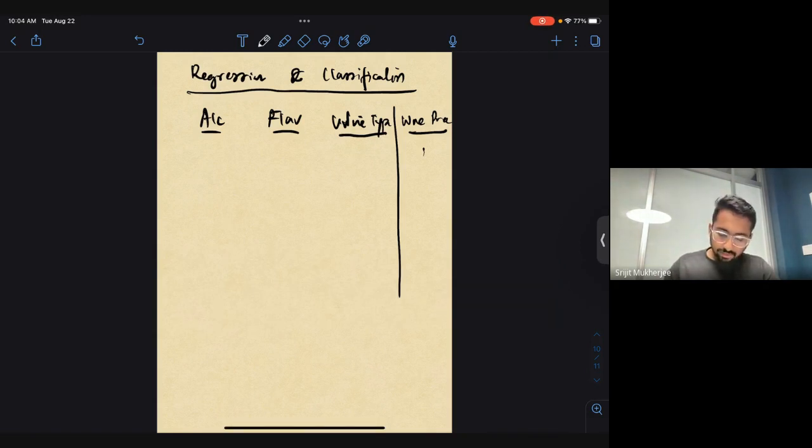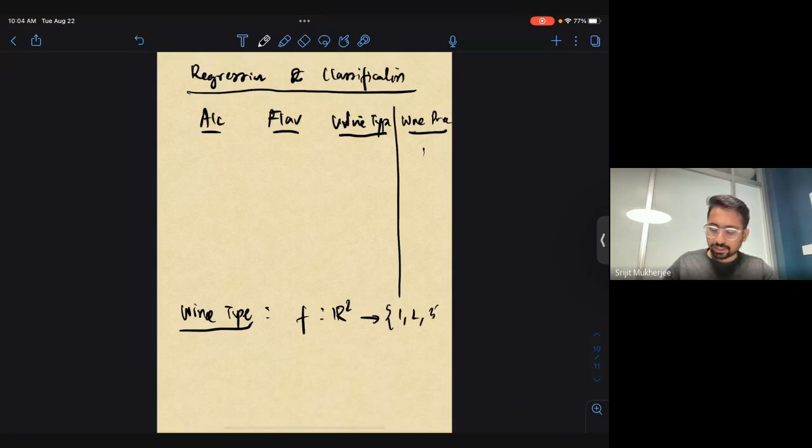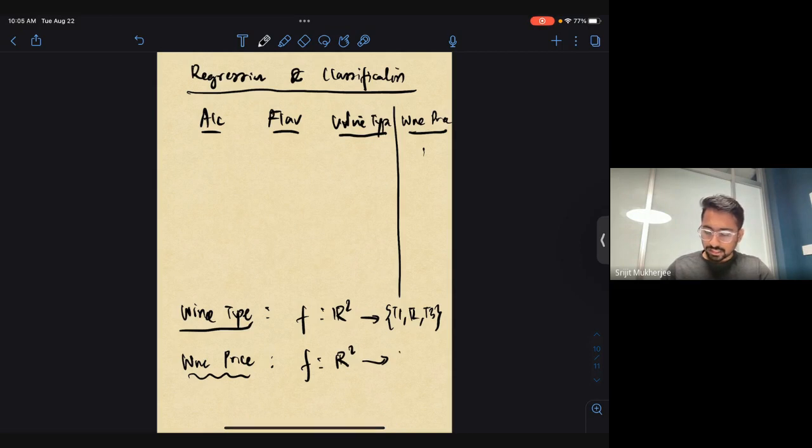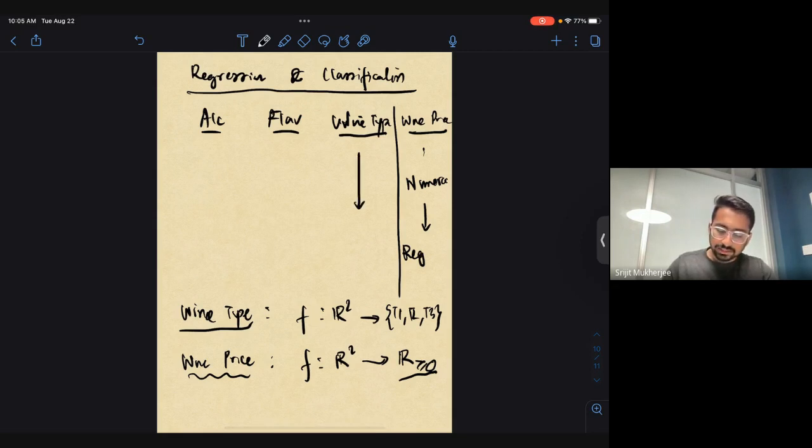For wine type, the function was from R2 to type 1, type 2, type 3. Let's call them T1, T2, T3. These are categorical. For wine price, it will be a function from R2, the alcohol and flavonoid percentage, to R, or R positive, because it's price and cannot be negative. When the output Y variable is numerical, it's called regression. When the Y variable is categorical, it's called classification. Okay, basic and simple.